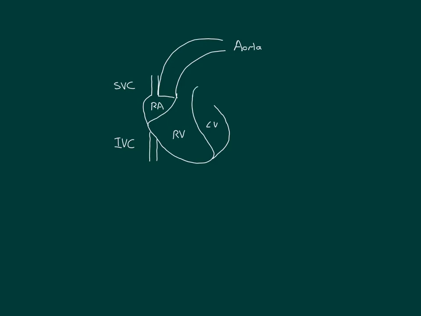Now I'll finish off the pulmonary trunk here. I'll show it bifurcating into the two pulmonary arteries. So there's the pulmonary trunk, like so, and then it's bifurcated, and this is the left pulmonary artery, and this is the right pulmonary artery. Of course, the left pulmonary artery will be going into the left lung, and the right pulmonary artery will be going into the right lung.